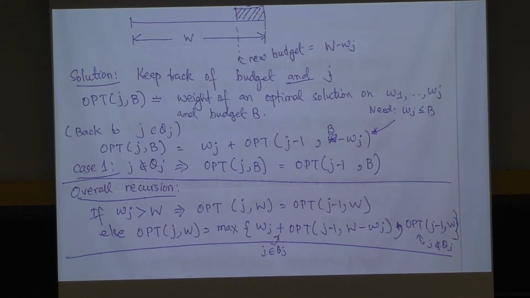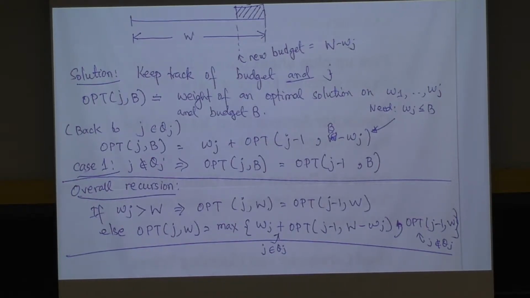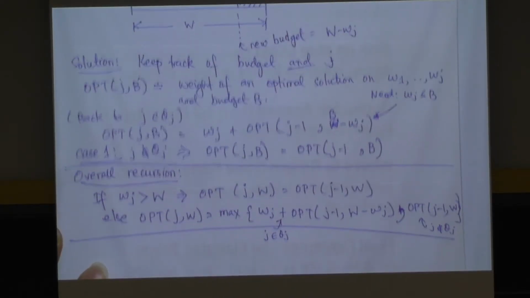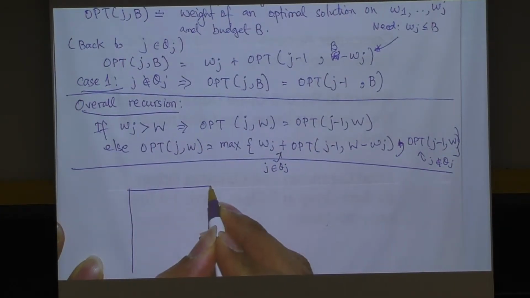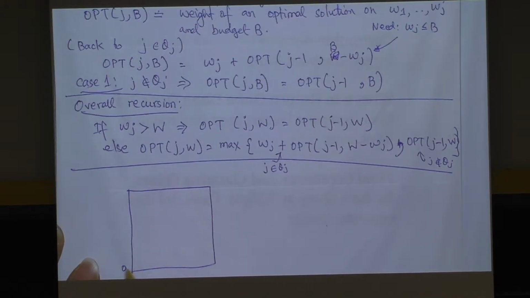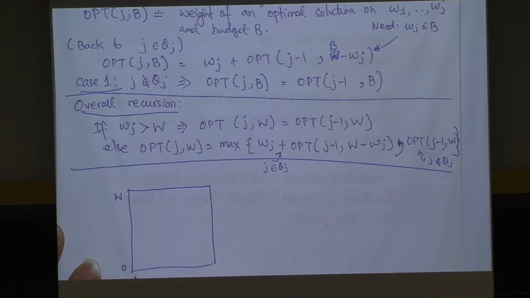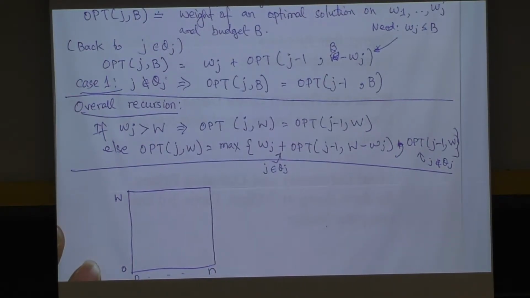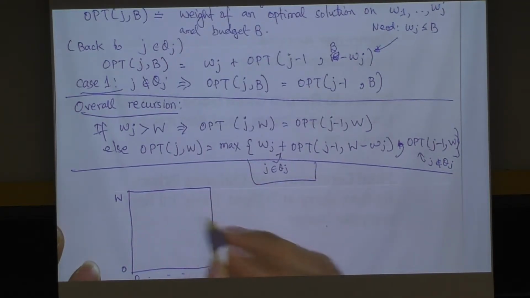Okay. So remember, last time we had just opt with one parameter, and so we represent it as an array. And I have 2 parameters, so we're going to represent it as a 2D array or a matrix. We're going to have a matrix where the rows are indexed from 0 to capital W, and the columns are indexed from 0 to n.